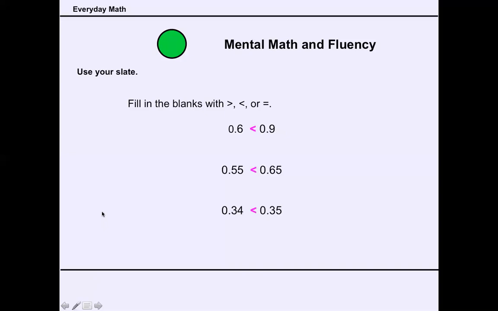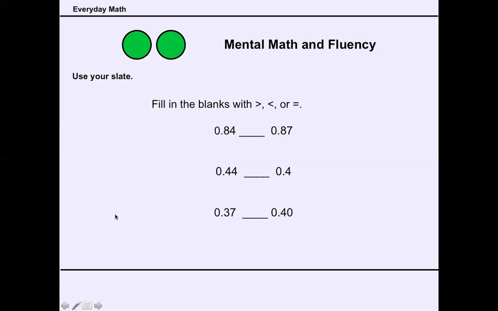In our first problem, 6/10 is less than 9/10. Remember, 6/10 is closer to a half and 9/10 is almost a whole. In our second problem, 55/100 is less than 65/100. In our third problem, 34/100 is less than 35/100. That should have been pretty easy. Let's move on to a harder slide.